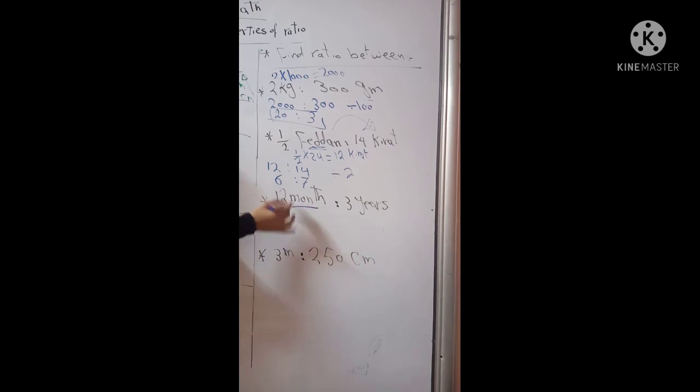So we will convert from months to year. Year has 12 months. You will divide it by 12. So 12 months equal 1 year. You need to find the ratio between 1 and 3. It is the same ratio in the simplest form.